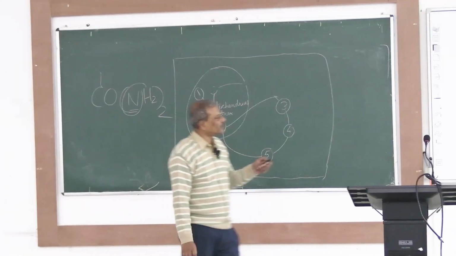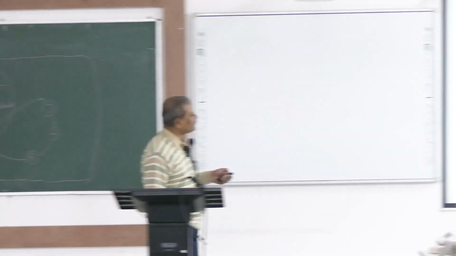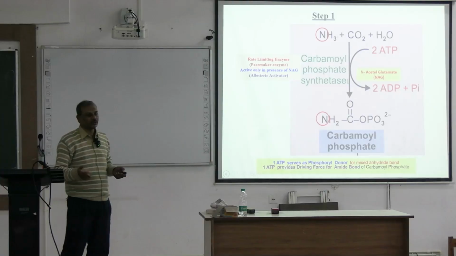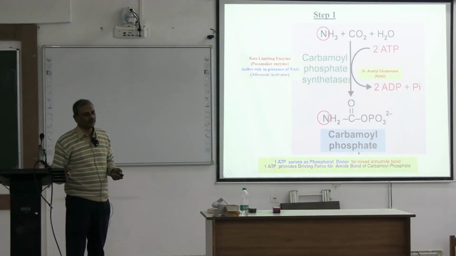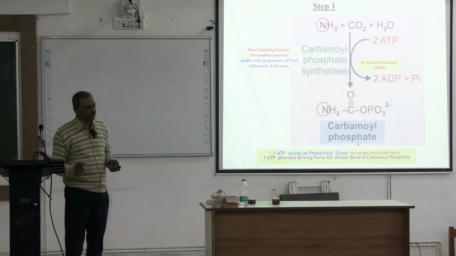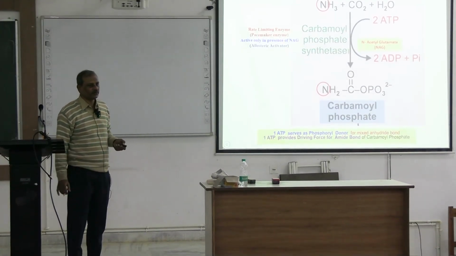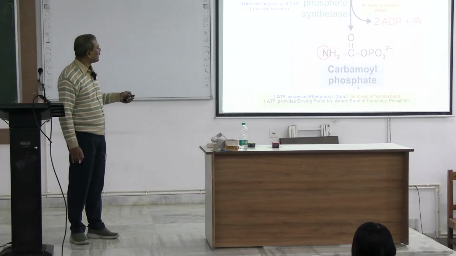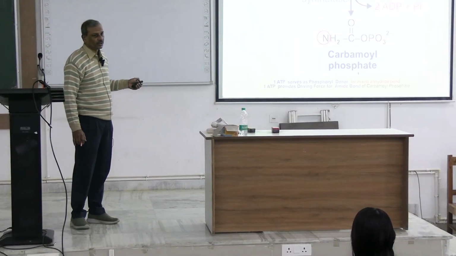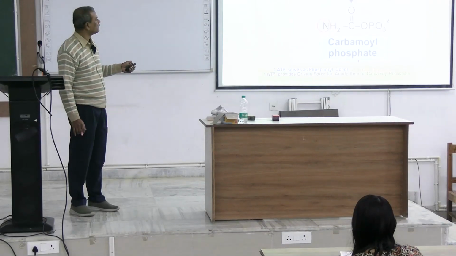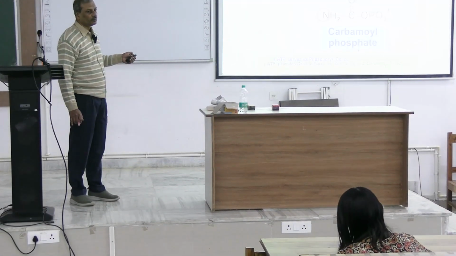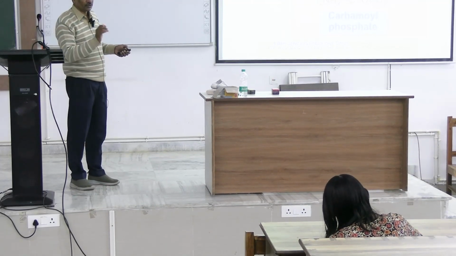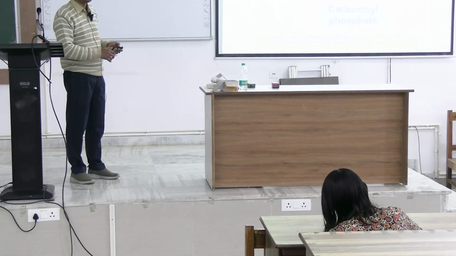Look at the first stage: NH3 plus CO2. That CO2 is produced within the mitochondria during the Krebs cycle. If you remember, 2 carbon dioxides are produced. So this is readily available within the mitochondria, and ammonia is transported. That ammonia contributes 1 nitrogen. I have marked it with a red circle. This contributes the first nitrogen. Out of 2 nitrogens, 1 nitrogen is contributed by the ammonia itself.